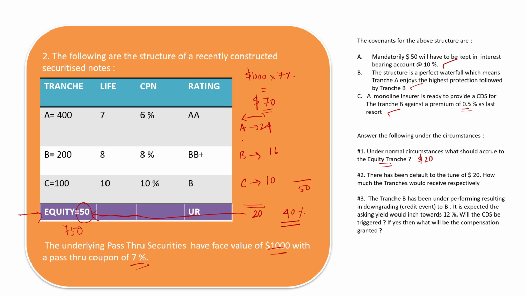Now, in this case, let's understand what has happened. Since this structure is such that, against $1,000, the entire securitization process is only to the tune of $750. That means there is a cash collateral reserve to the tune of $250.